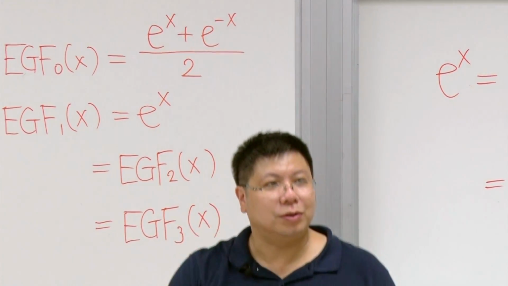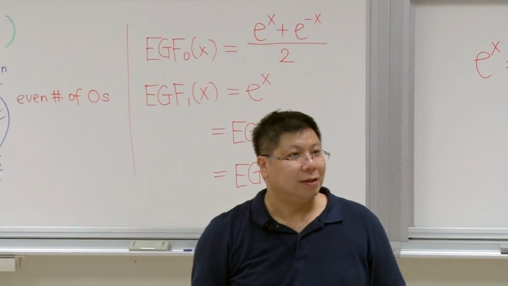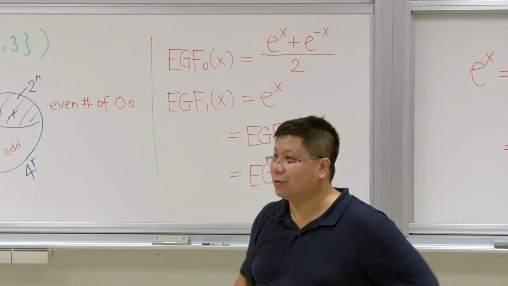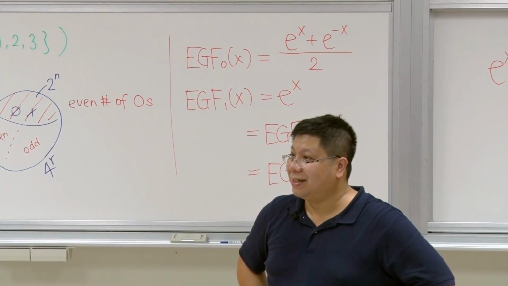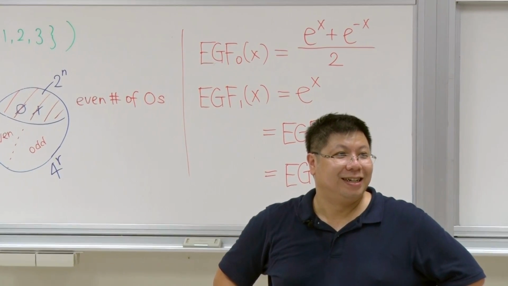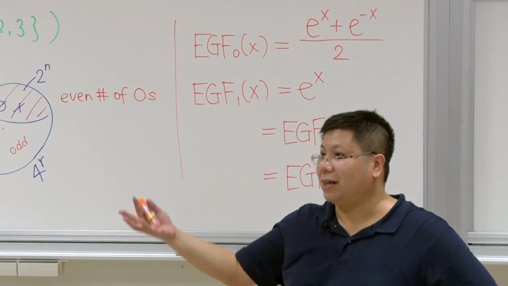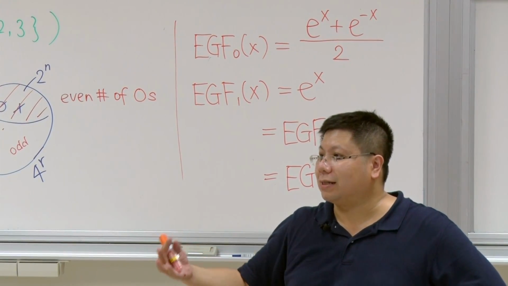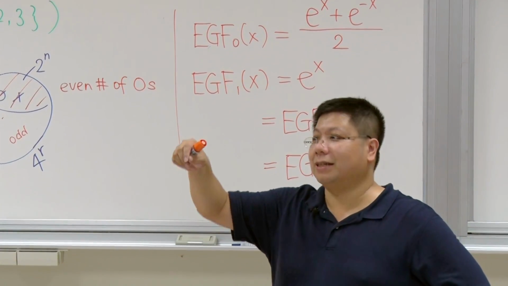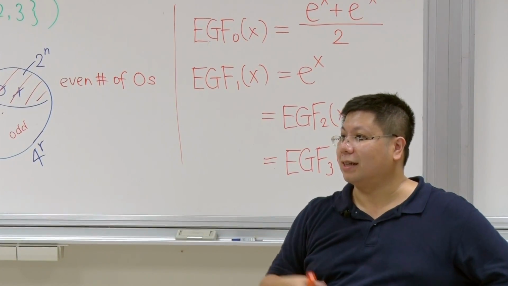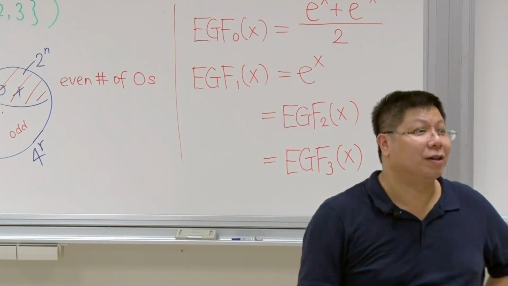Suppose that I want to get an odd number of zeros, but not an even number of zeros. Then what should I do? You cancel the other parts, right? So you should look at something like e to the power x minus e to the power minus x, and then you divide it by 2. This should give you odd.